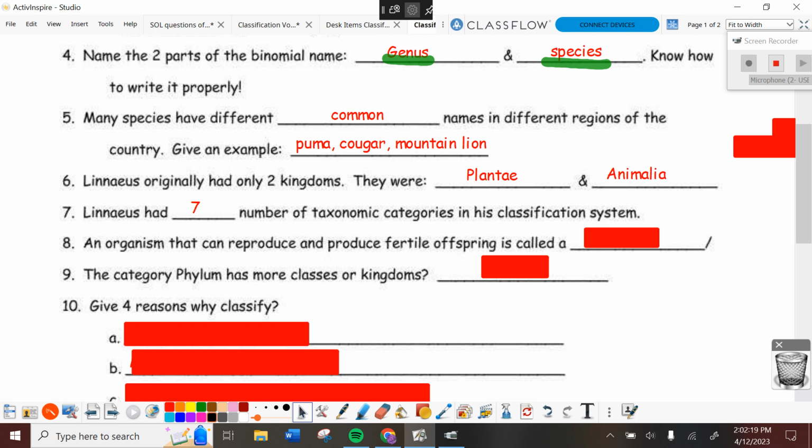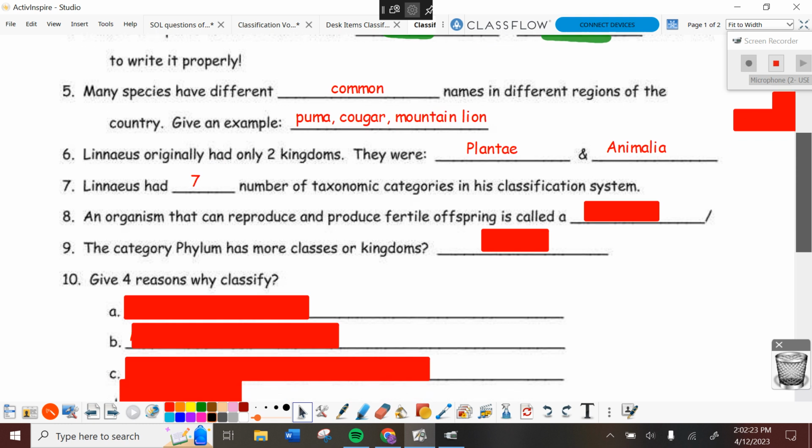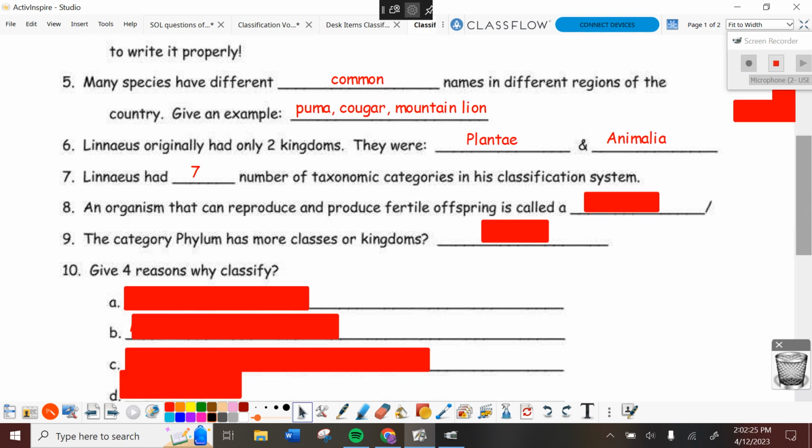Okay, that's one of our magic numbers. We're going to talk about other magic numbers on Friday. Number 8, an organism that can reproduce and produce fertile offspring is called a what? Offspring. No. I mentioned this before. We're seeing it now. We'll see it again in evolution, and we'll see it again in ecology.